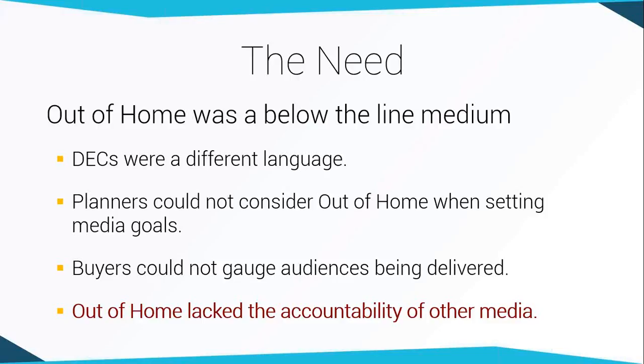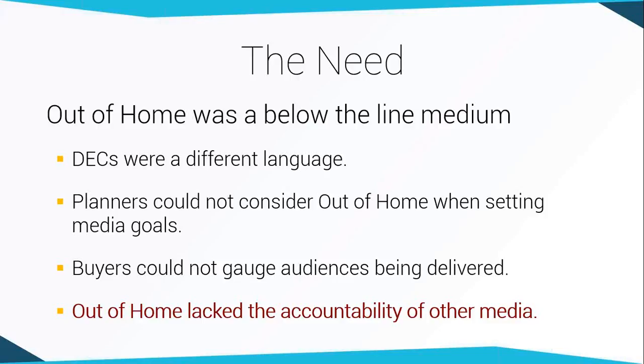Now, like I said, it was a very good number for what it was. It's very accurate. TAB has always taken pride in producing very accurate and accountable numbers for circulation. It was, sort of, global. I mean, the way a DEC is measured in Seattle is the exact same way a DEC is measured in Miami. So it's very easy to compare DECs across the country. And it ultimately served as a great building block from which we could build the rating system, which I'll go into in a little bit. But the major problem, as I mentioned before, is that DECs were just a different language, and planners couldn't consider out-of-home when setting media goals.